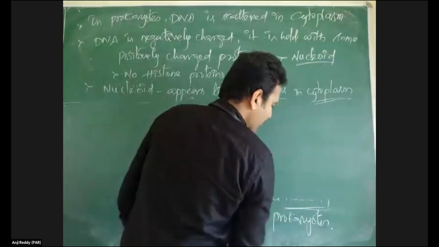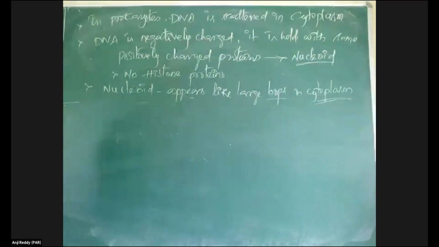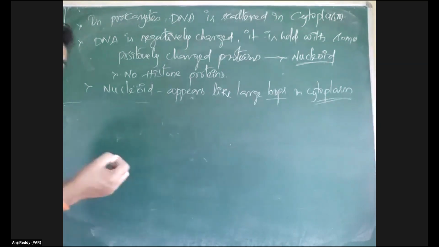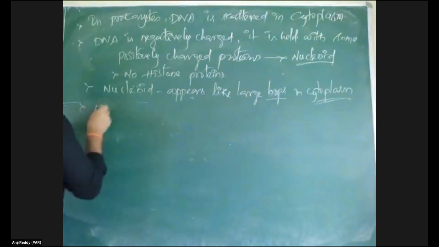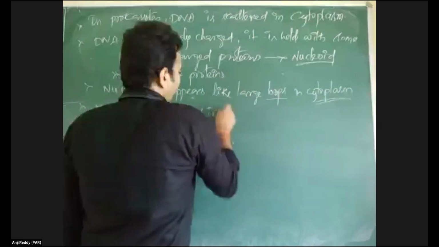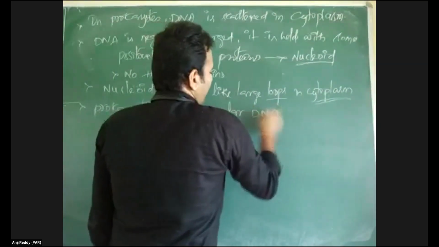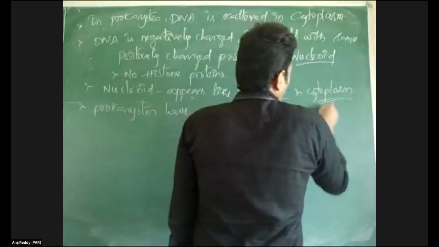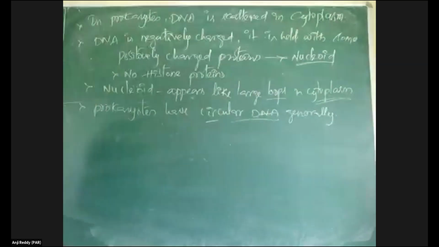Inside that nucleoid there is a single chromosome or a pair of chromosomes. Usually eukaryotic organisms have multiple chromosomes, but prokaryotic organisms have fewer. Usually a single chromosome is there, but there may be a pair of chromosomes. And usually prokaryotes have circular DNA. Generally, the type of DNA present in prokaryotic organisms is circular DNA. Okay.